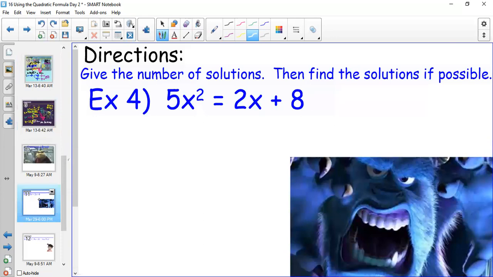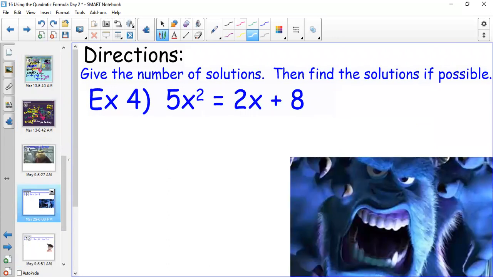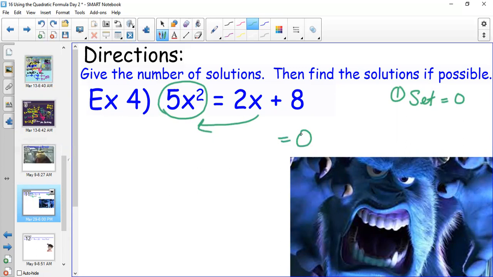All right. We've got the last 2 left. We'll do one more together, and then you can try one on your own. If you want to pause right now, go ahead. Feel free to do that. We're going to keep following our steps. So step 1 is to set equal to 0. I always want my x squared term to be positive, so I'm going to move everything else to the other side. So I'm going to make the right side 0.